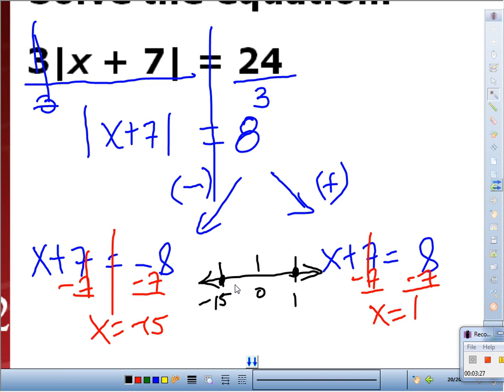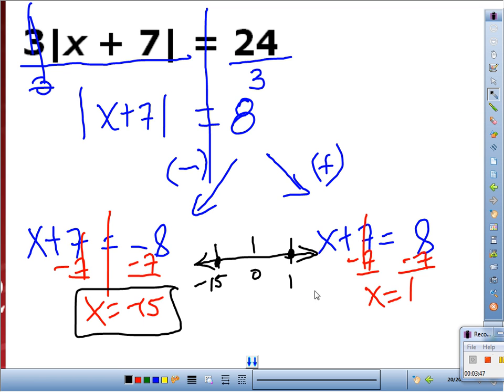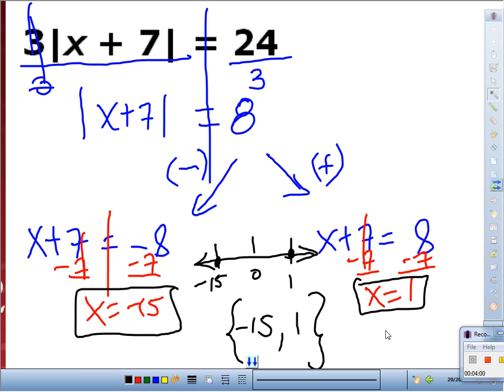Now, one of the things I wanted to get to: from now on, I want you to write your answer in a solution set. You're like, what does that mean, Mr. Q? Let me show you. Look up to the screen. Once you finish and you know what the answer is, we know that the answer is negative 15 or 1. But our solution set, we write it like this: solution set, negative 15, comma, 1. There it is. That's our solution set. Copy that, please.